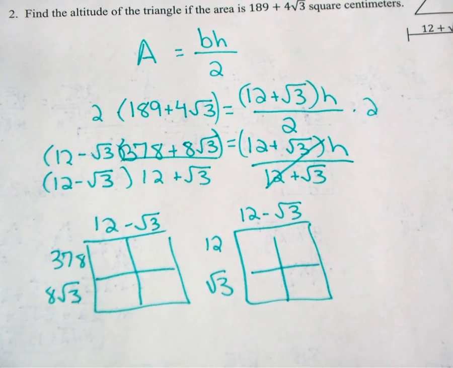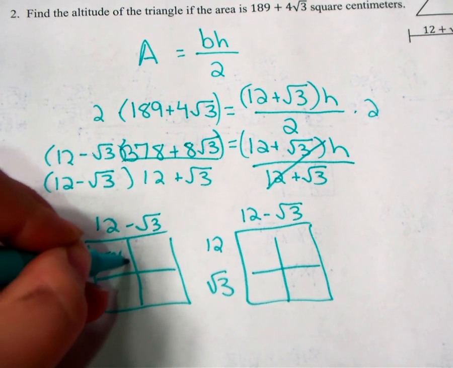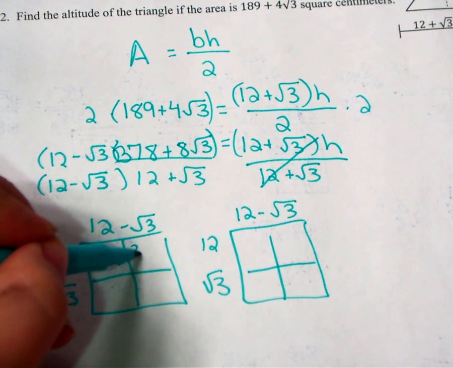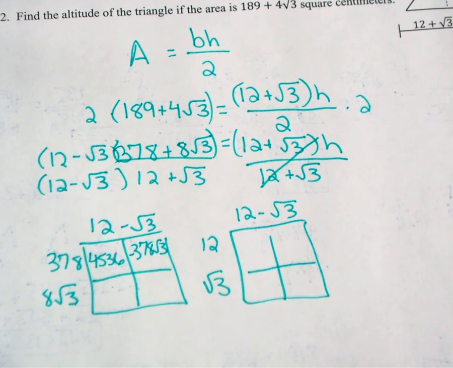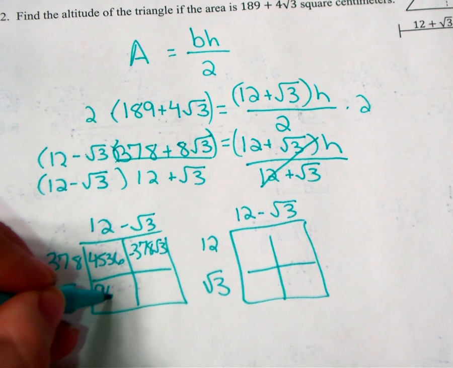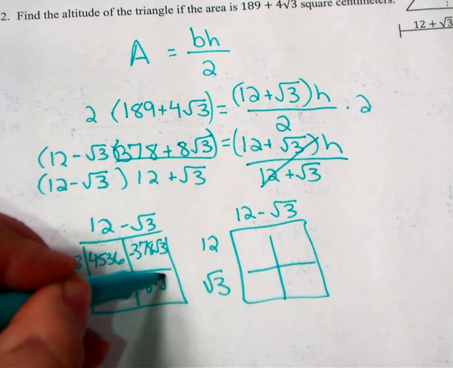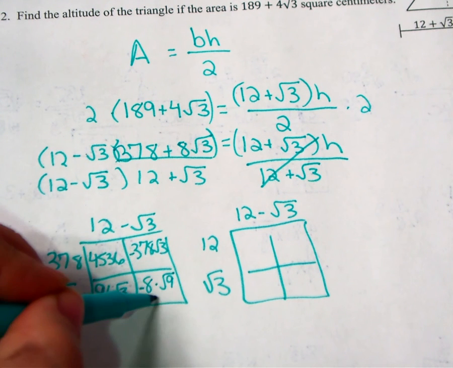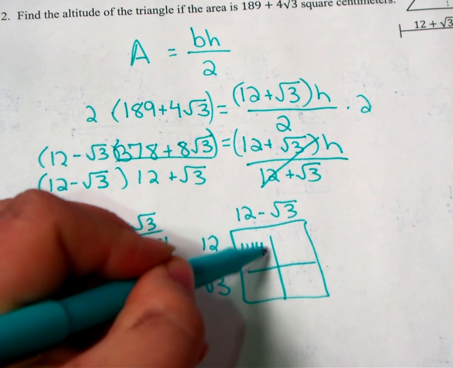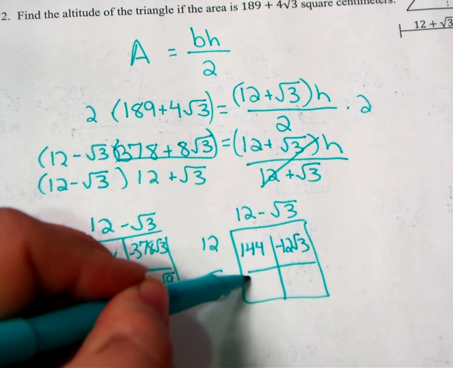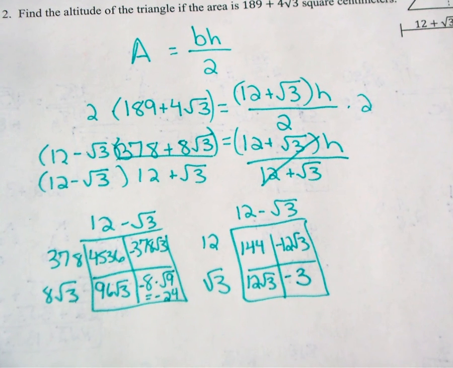So I have 12 times 378, which is 4,536, negative 378 square roots of 3, 12 times 8, which is 96 square roots of 3, and then negative 8 times the square root of 9, which we know to be 3, so this whole thing equals negative 24. For the other one, we have 144 minus 12 square roots of 3 plus 12 square roots of 3 minus negative square root of 9, which we know to be 3.